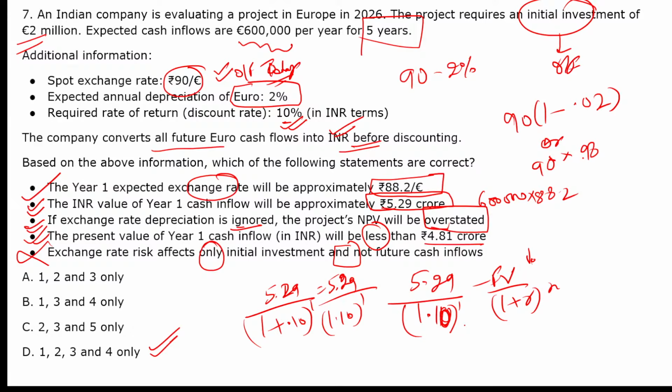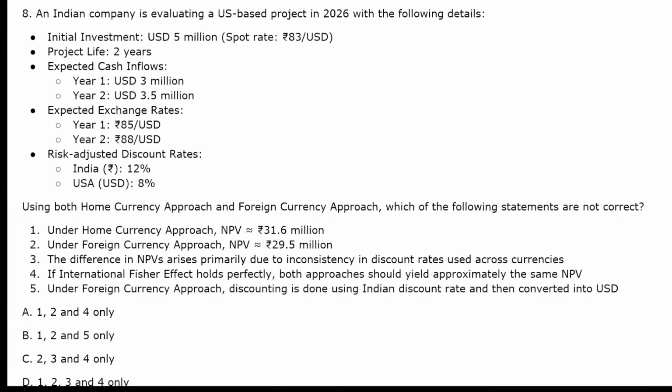The next question is, an Indian company is evaluating a US based project. Initial investment is this much, and the spot rate was this. Project life is only 2 years, and the expected cash flows and the expected exchange rates are also given to you. Risk adjusted discount rates for India and US are also given. Using both home currency approach and foreign currency approach, which of the following statements are not correct? Under home currency approach, NPV is 31.6 million. It is very simple. Calculate everything in rupees and then see whether your NPV is 31.6 or not.